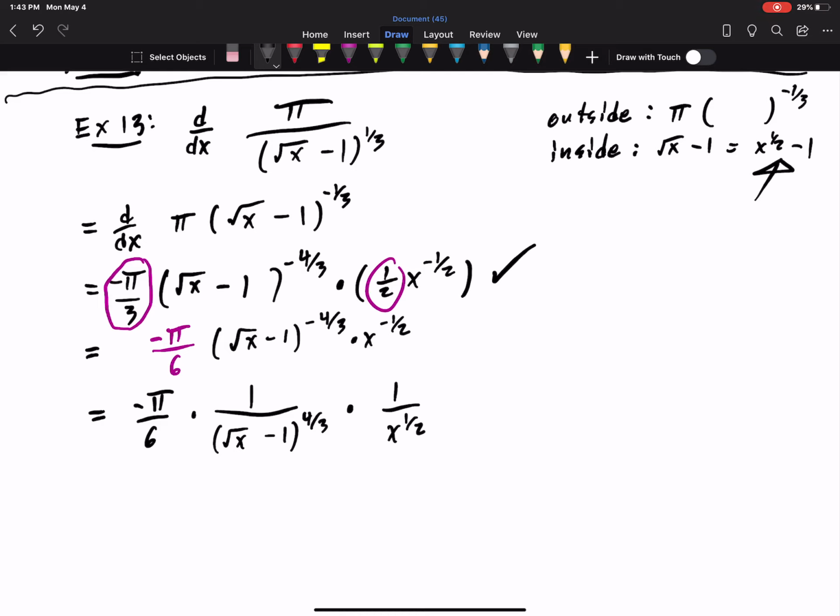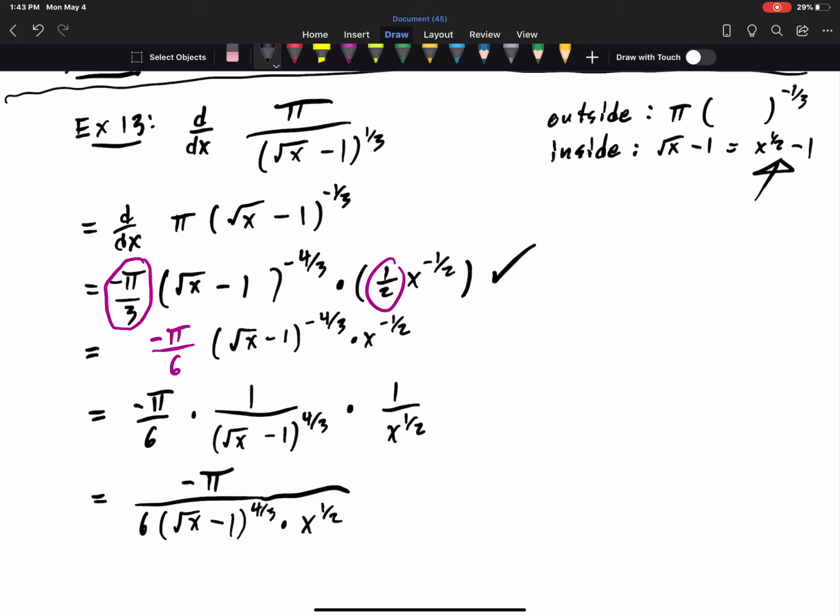All right? Now we just have a bunch of fractions being multiplied. You can multiply straight across the top and straight across the bottom. So this gives you a final answer of minus pi over 6 times square root of x minus 1, all raised to the 4/3 power, times x to the 1/2 power. All of that is in the denominator. Okay? Nothing special happens with this pi. It's just a number. We don't have to do anything to it. Just pretend it's 3.14159265535, goes on forever. You handle it exactly like you would any other number.